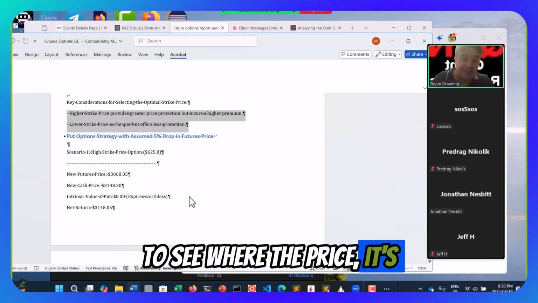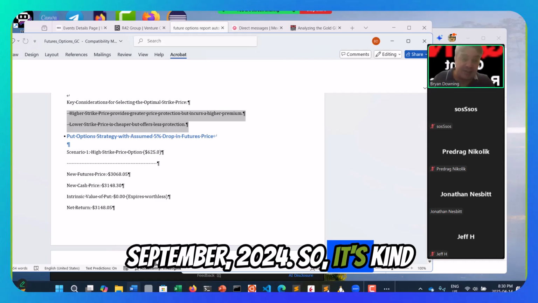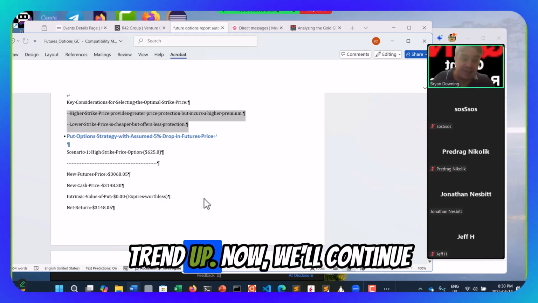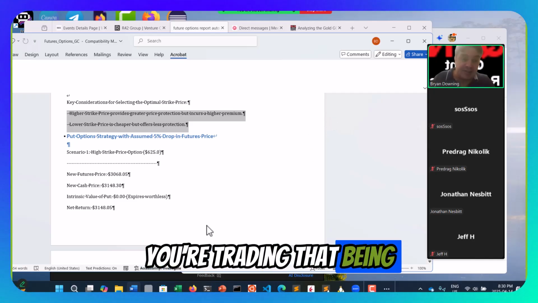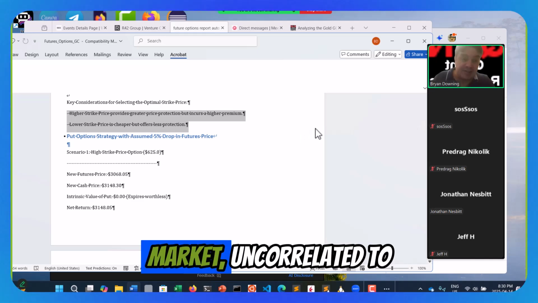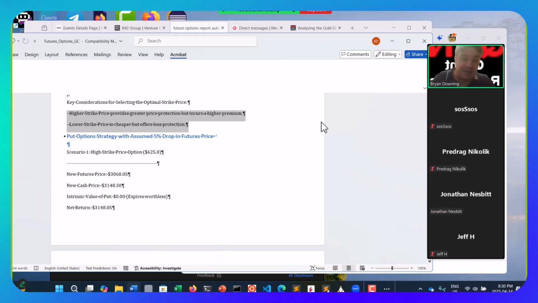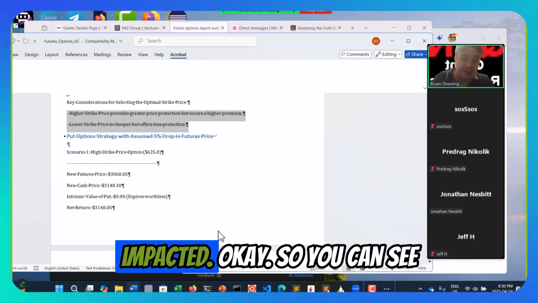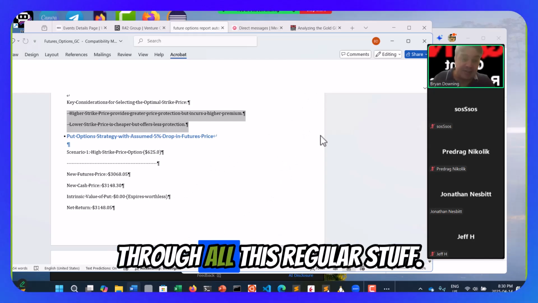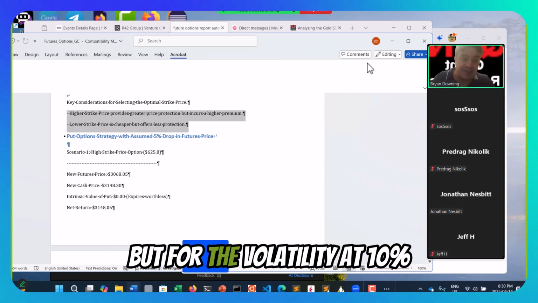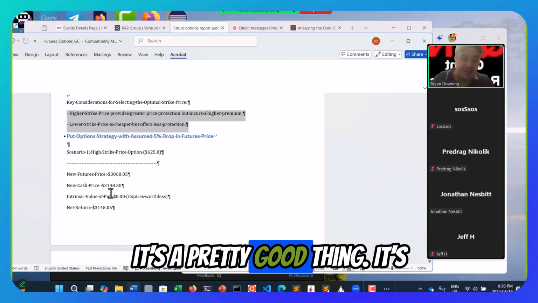You can see here with the price, it's been pretty nice since September 2024. It's kind of volatile, but it had a nice trend up. Now, will it continue to move up? I can't say, but keep trading that and being uncorrelated to the stock market, uncorrelated to currency, unrelated to treasury, I don't think this will get impacted. So you can see a really nice return. And for the volatility at 10% over the last month, this is a pretty good thing to trade.